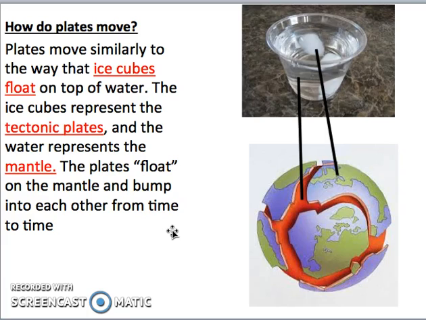Alright, so how do the plates move? A good analogy to understand how plates move is ice cubes and water. The ice cubes can represent the plates, and the water can represent the molten mantle. And just like how ice cubes float in the water and move around kind of randomly, imagine there are multiple ice cubes and they bump into each other. That is how the tectonic plates also move on the mantle, and so they're floating on top of the mantle. And of course, there's no huge gap like this in the Earth, but they crash into each other, just like how ice cubes would.